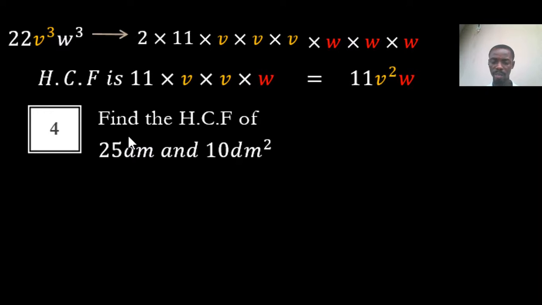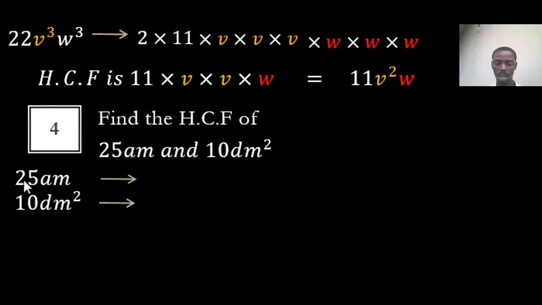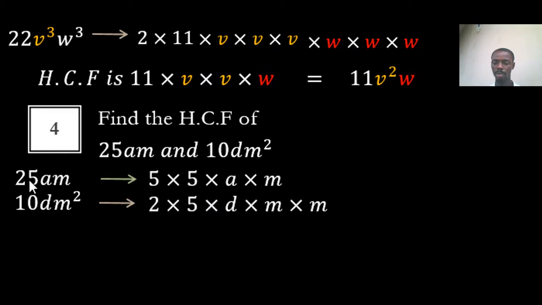Now, 4. I'm having 25am plus 10dm squared. So 25am is expressed as 5 by 5 by a by m, and 10dm squared is expressed as 2 by 5 by d by m by n. I just want to believe you understand what I'm doing now. I don't need to stress anything anywhere again.